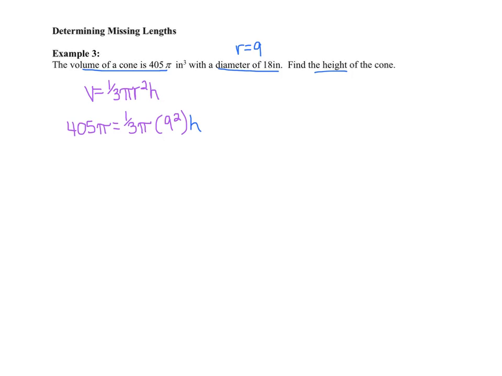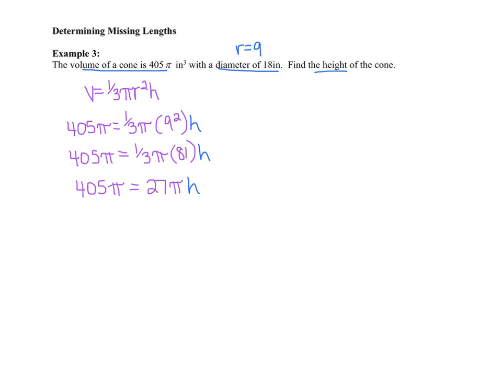Our next step you want to do first, let's multiply our 9 squared, 9 times 9. So we have 405 pi equals 1/3 pi times 9 squared. 9 times 9 is 81. We have our h. Your next step, we're going to multiply 1/3 and 81. So 1/3 of 81 is 27. So 405 pi equals 27 pi, and then you're timesing that by h.